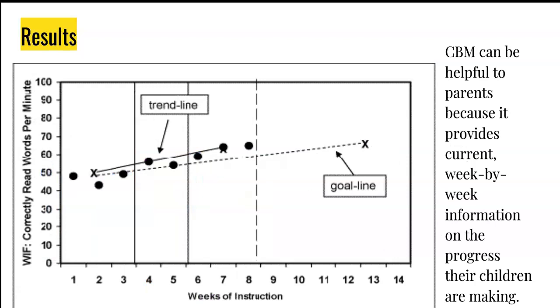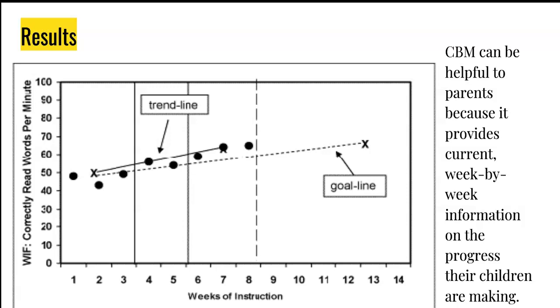And this is the instrumentation that we use that can be helpful to parents because it provides current week-by-week information on the progress their child is making. So you will see the trend line and the goal line. The trend line and goal line will give you an idea of where they need to be and where they are.